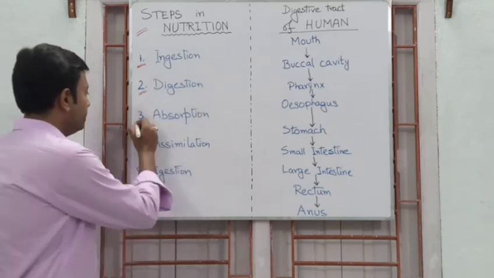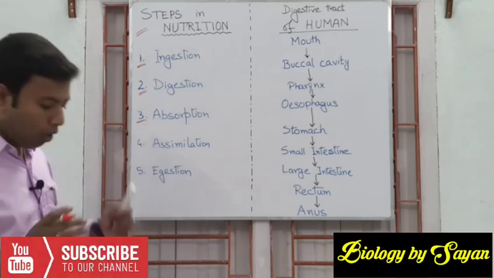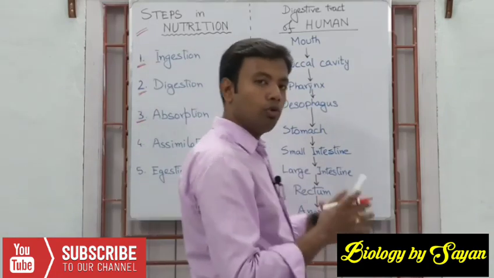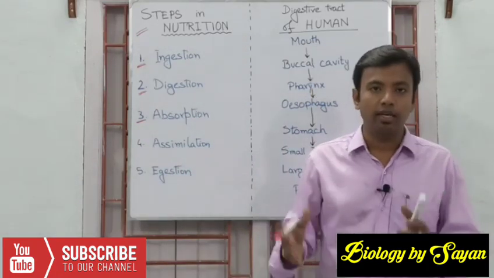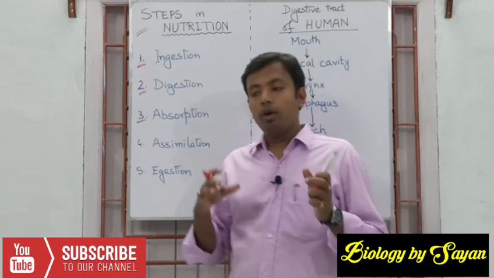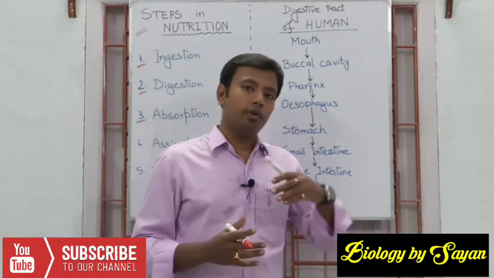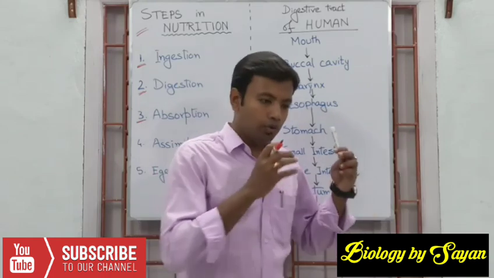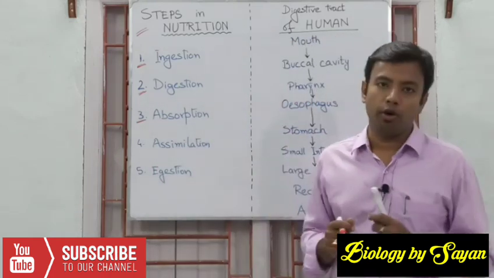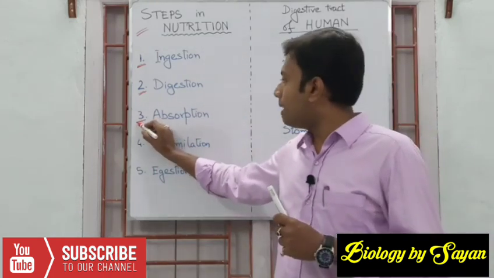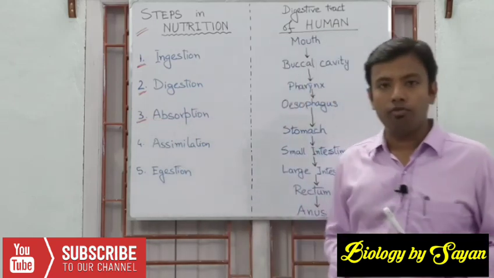Our next step is absorption of food. All those simpler forms, that is glucose, amino acids, fatty acid and glycerol, should be absorbed by the nearby blood vessels so that those foodstuffs can be transported to individual cells and tissues of our body. So that is absorption, the third step in our nutrition.